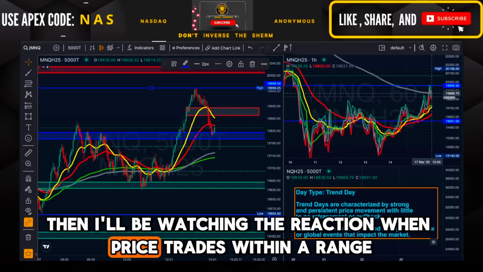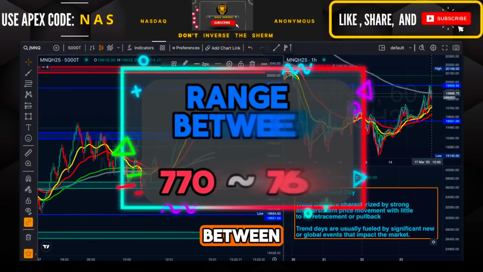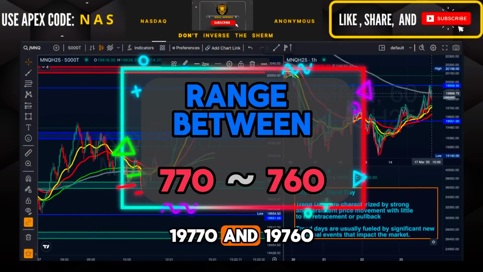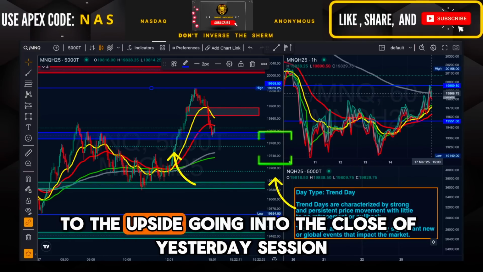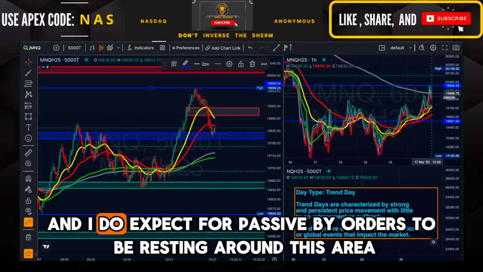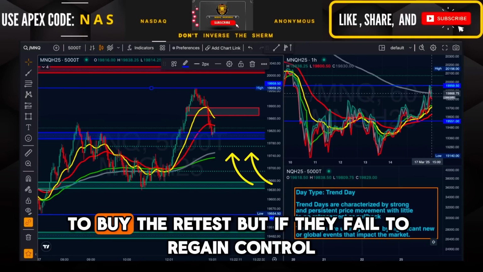However, for my bearish thesis, if the bears can regain their control overnight, then I'll be watching the reaction when price trades within a range between 770 and 760. Because this is the range where the bulls broke structure to the upside going into the close of yesterday's session. And I do expect for passive buy orders to be resting around this area to buy the retest.